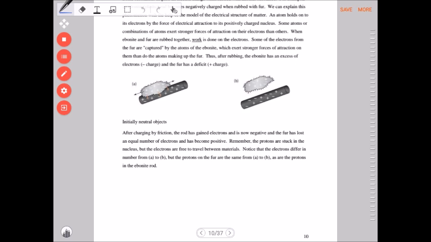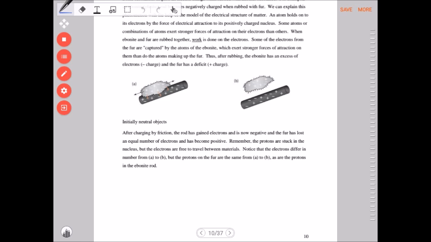Now, after charging by friction, the rod has gained electrons and is now negative, and the fur has lost an equal amount of electrons and has become positive. Remember, the protons are stuck in the nucleus, so they don't get to move, but the electrons are free to travel between the materials. Notice that the electrons differ in number from A to B, but the protons on the fur are the same from A to B, as are the protons in the ebonite rod.